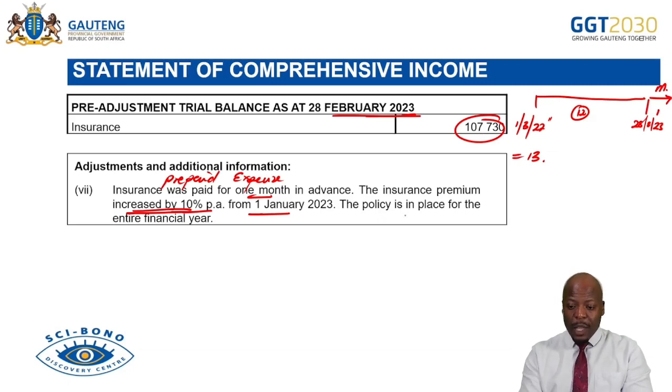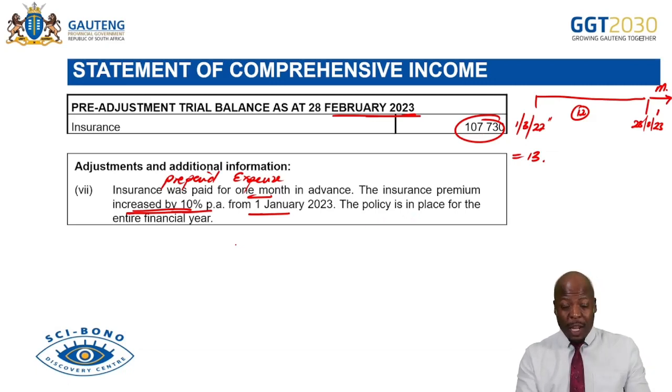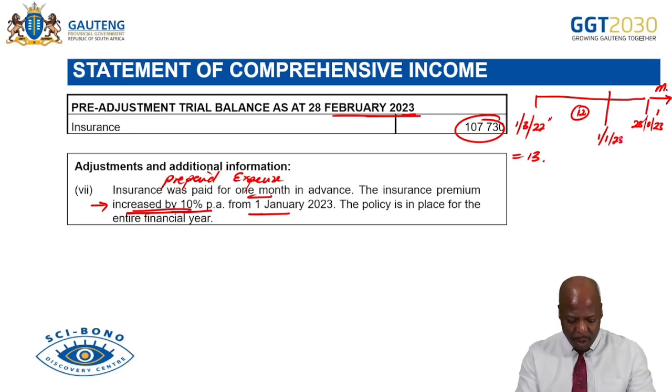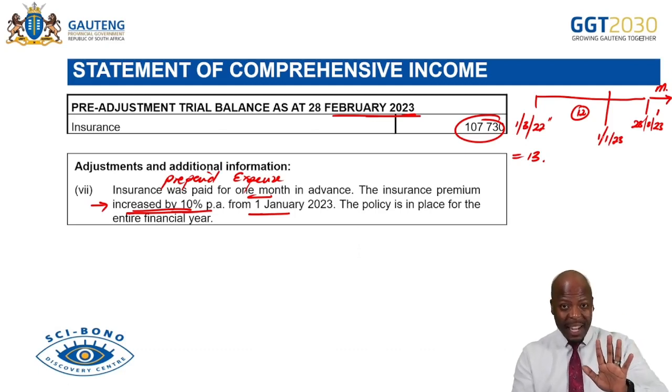Now we are told that the policy has been in place for the entire financial year. That is good for us. But we're told that it increased when? On the 1st of January. That means when we come to January here, 1st of January 2023, this is when it increased. Are you still with me? So we want to know for how many months was it before it increased? We're going to use our fingers then. Okay, let me see your fingers.